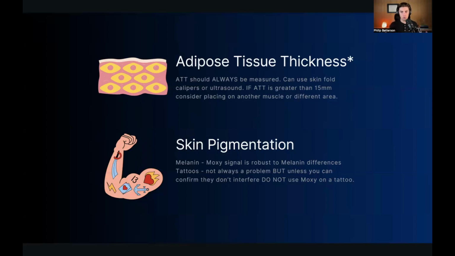Or you can use ultrasound by placing your ultrasound device over top of the place that is being measured by your NIRS device. And then what you do with that is you just measure the true tissue thickness being sensed from the skin all the way to the connective tissue and the muscle.